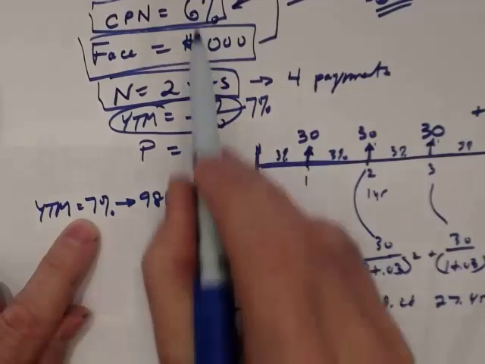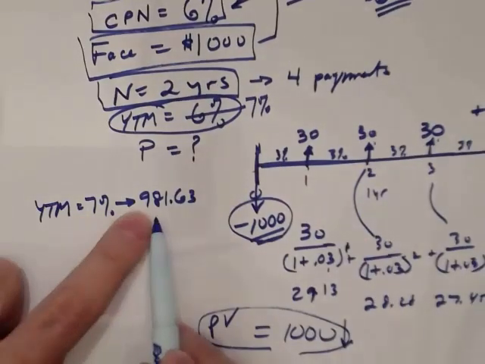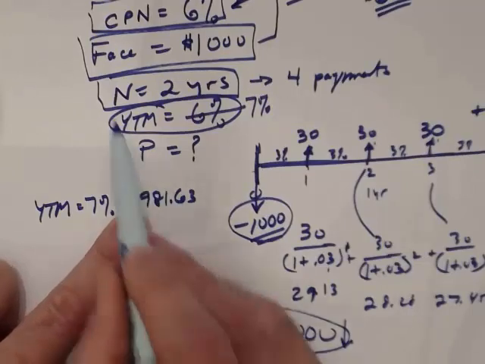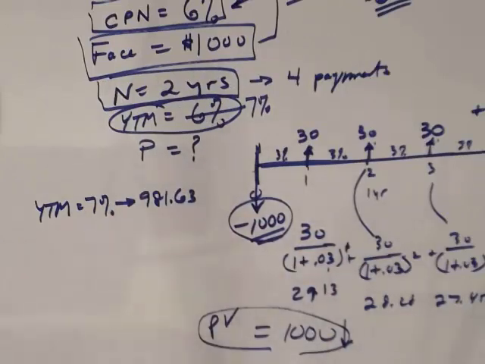Okay, now let's interpret that. The bond only generates 6%. The market is demanding 7%, so this bond is not as attractive as it used to be. It's selling at a discount relative to its face value. Face value is often called its par value.